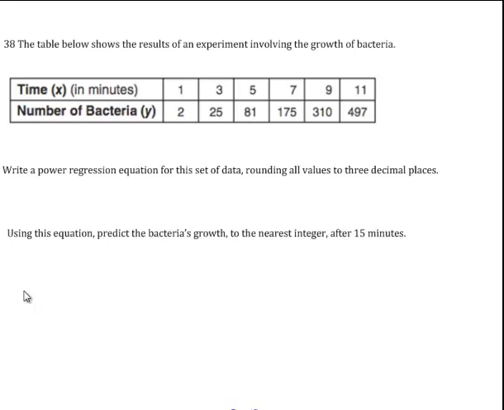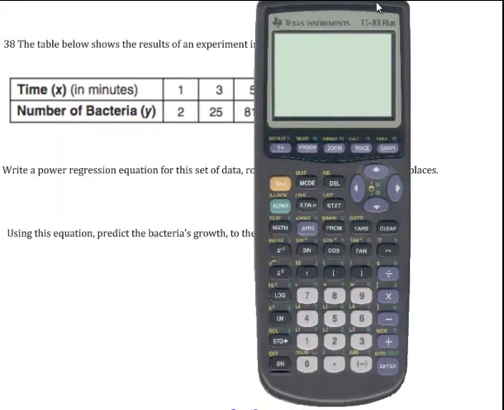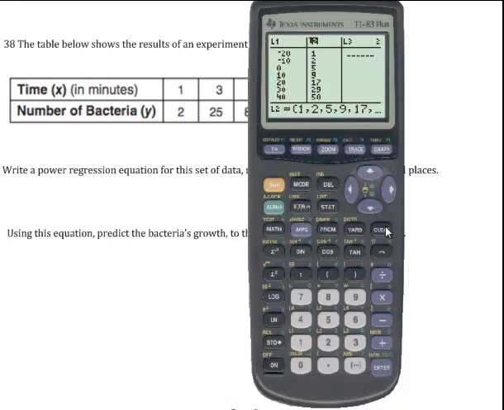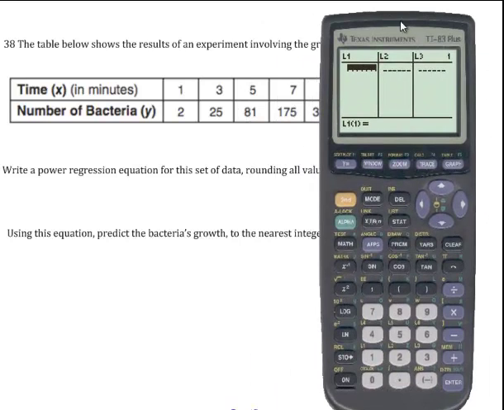Ooh, a table. I don't even have to read. Calculator. I go right to Stat. Go to Edit. I clear out my old lists. And I'm just going to enter my new ones. 1, 3, 5, 7, 9, and 11.